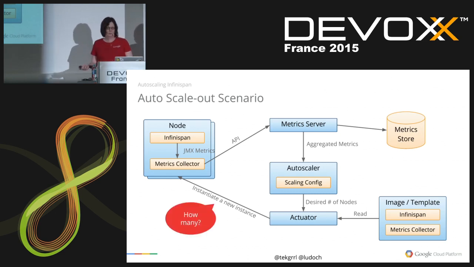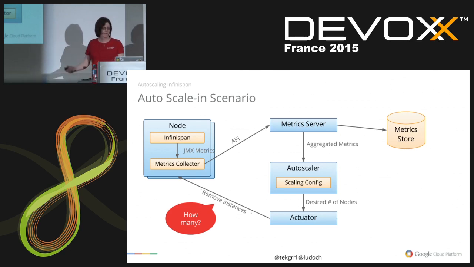Metric store as well, we're not going to worry about that. So basically, when we're scaling out, we have to say how many instances we need. In this case, we have a pool maybe of two instances, and the actuator will add new instances on demand as required. The scaling in scenario is very similar. In this case, we're going to remove instances. So we may take one away, we may take two away, depending on the requirements of our auto-scaling configuration.